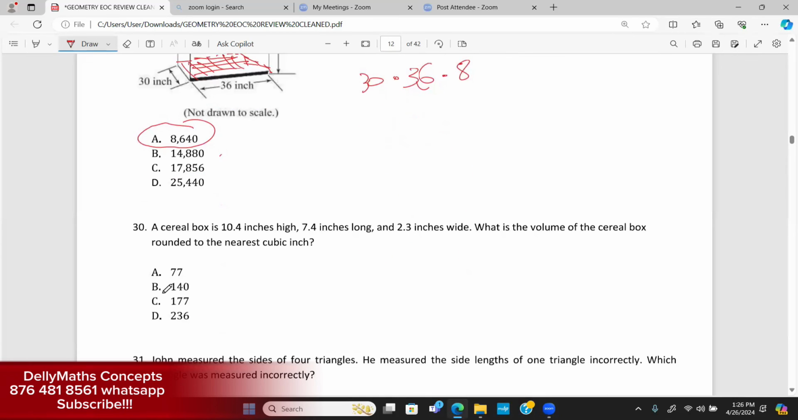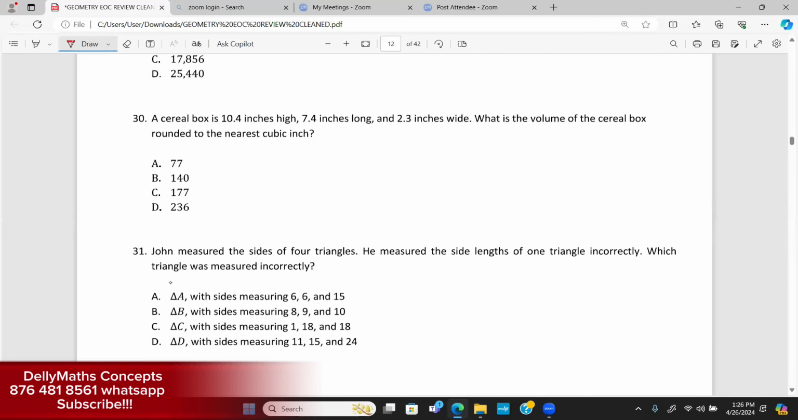We're at number 30, winding down. It says a cereal box is 10.1 inches high, 7.1 inches long, and 2.3 wide. What is the volume of the cereal box to the nearest whole number? All we have to do is multiply these measurements: length times width times height. Multiply these. 10.4 times 7.4 times 2.3.